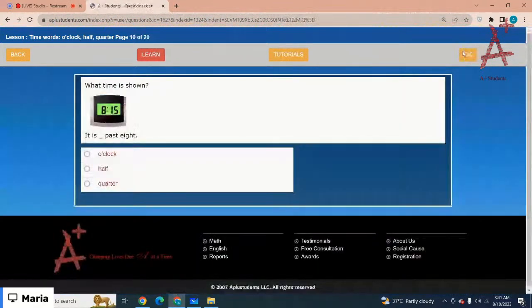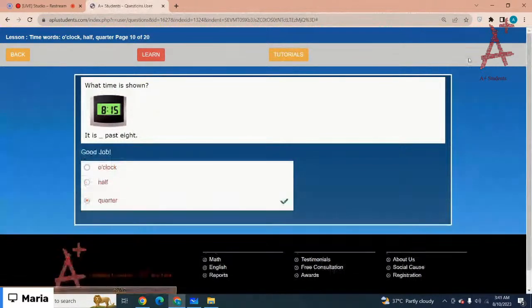What time is shown? Just 15 minutes gone, right? So that means it is quarter past 8. The correct option is quarter past 8.